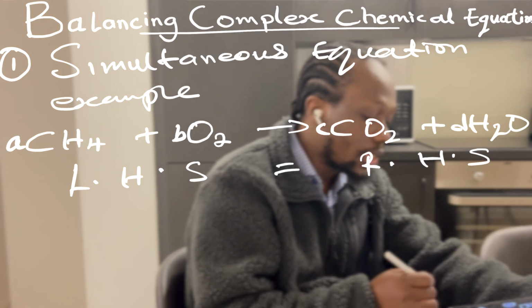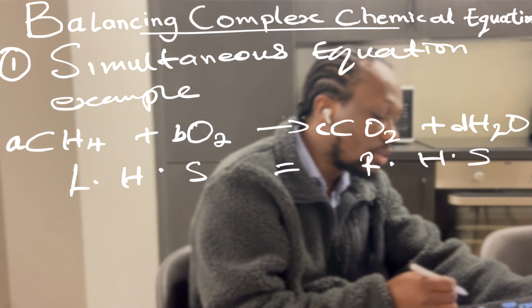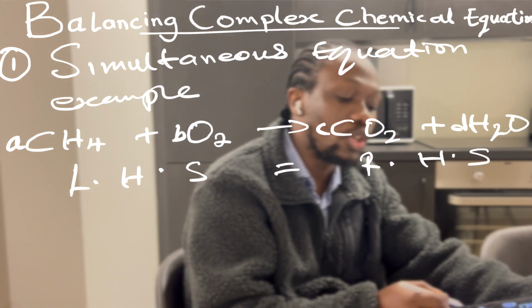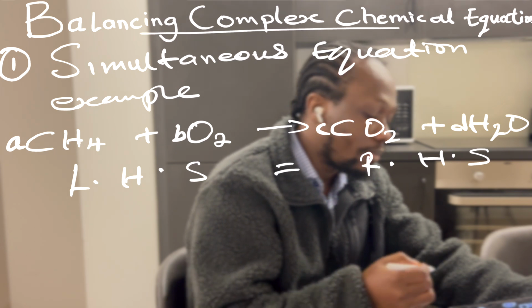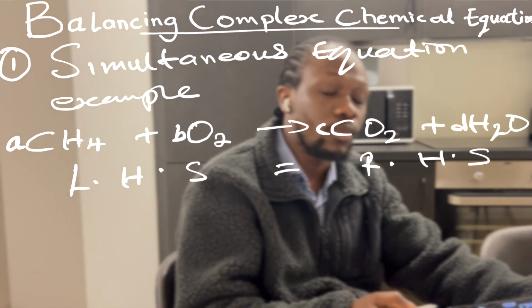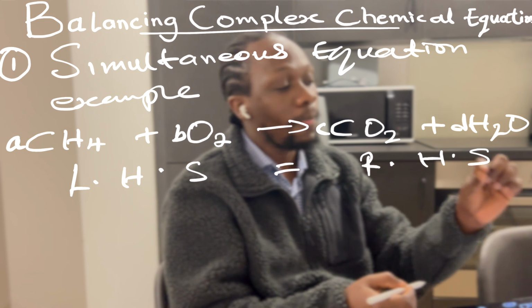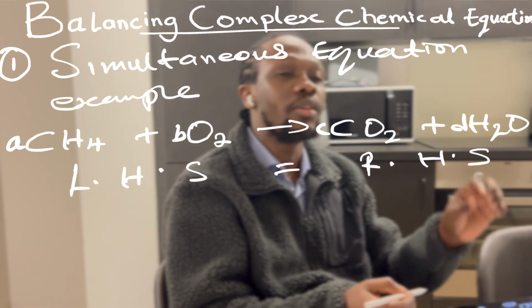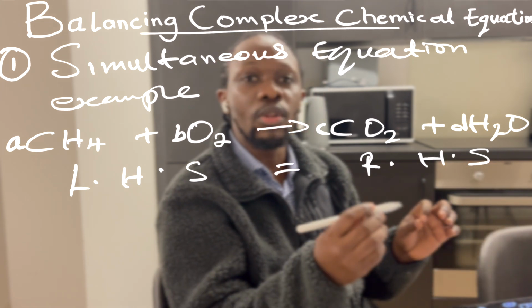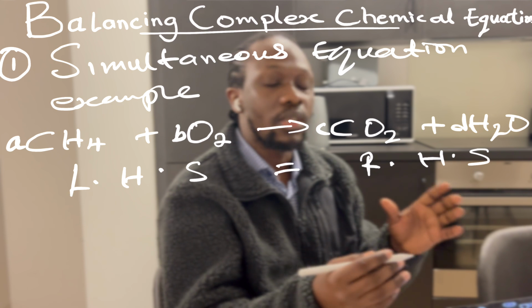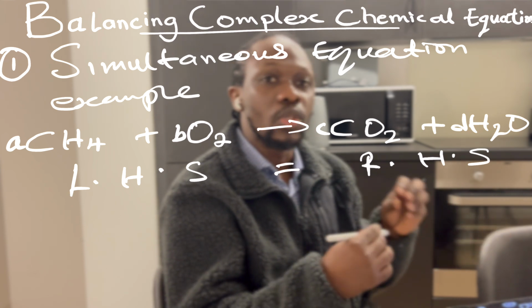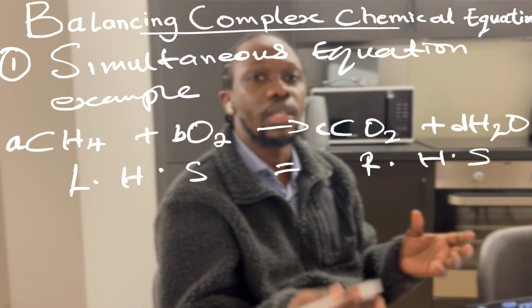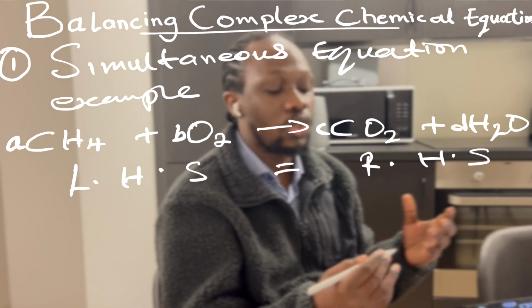So in this case, since we've represented the coefficient of each of the molecules with letters, the next step is to compare each of the elements on the right-hand side to its corresponding element on the left-hand side, or each of the elements on the left-hand side with its corresponding element on the right-hand side, depending on what you're dealing with.